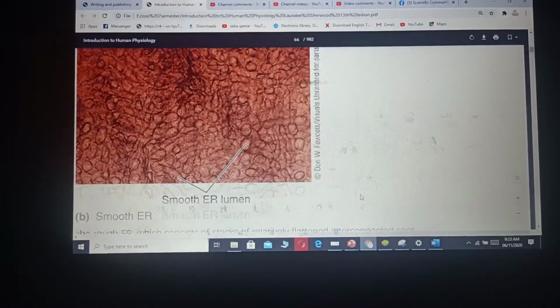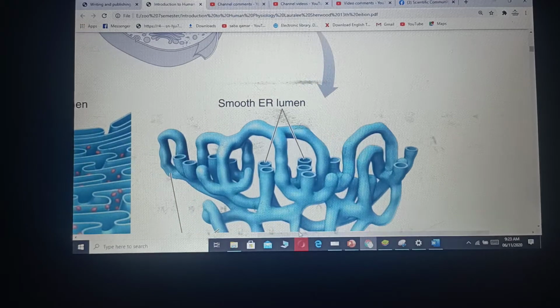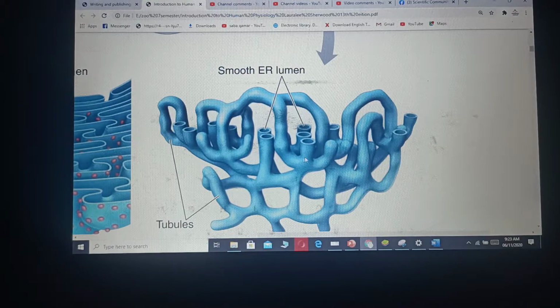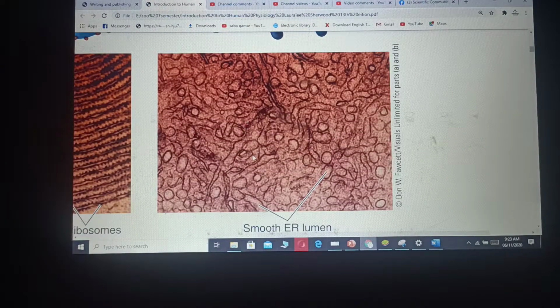And here you can see smooth endoplasmic reticulum, and these are tubules. These are interconnected tubules with each other. These form a meshwork or network of tubules, and these are involved in different processes such as lipid biosynthesis, as well as detoxification of different kinds of drugs, and calcium sequestering during muscle contraction or relaxation. And it is the electron micrograph of smooth endoplasmic reticulum.